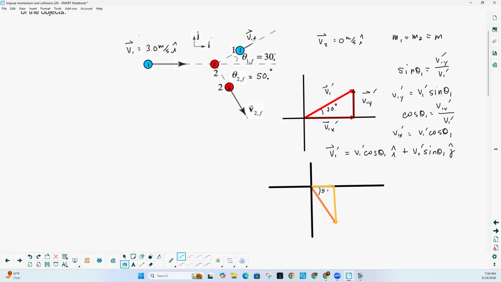This is going to be the 50-degree angle. This is going to be V2 prime. This is the x component, so this is the V2x prime, and this is going to be V2y prime. Okay, I'm going to start with sine theta. Sine theta 2 is going to be opposite over hypotenuse. So that's going to be V2y prime over V2 prime. And that means that V2y prime is going to be equal to V2 prime times the sine of theta 2.